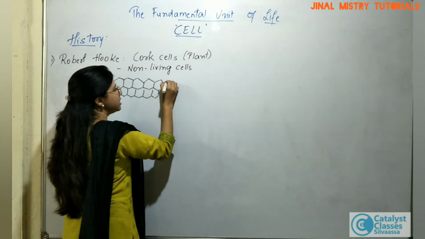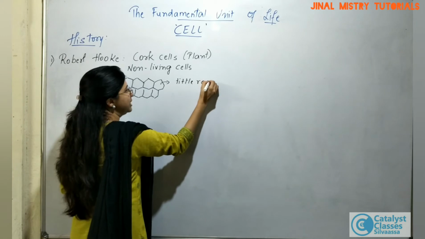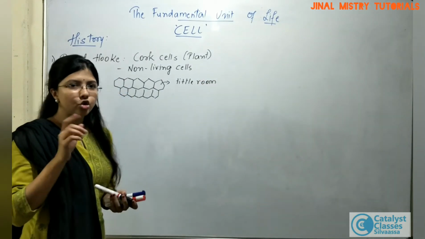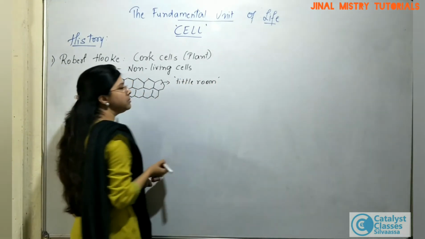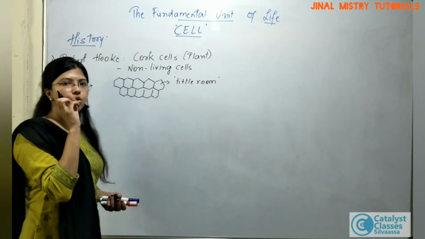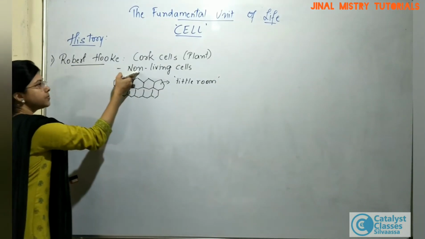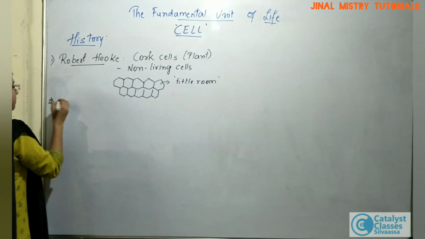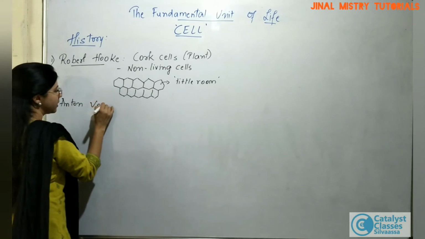Cell literally means a little room. So he said that the cork is made up of certain structures which are called cells, a little room inside which it has its own components. So he was the first person who observed non-living cells, that is, the cork cells. Then came another scientist called Anton von Leeuwenhoek.